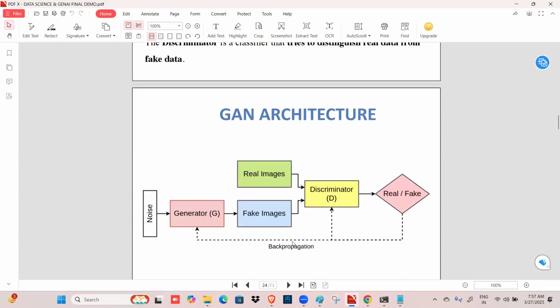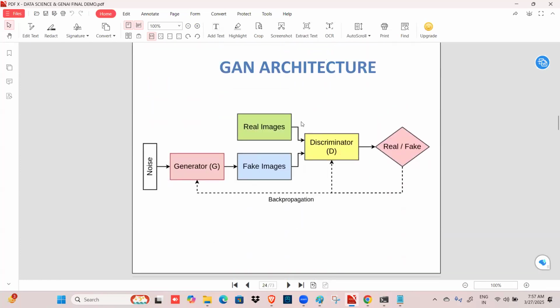Why? Because this is more important. Here is the GAN architecture. We have the real images, and we introduce some noise and apply it to the generator. The generator creates the fake images. We apply the real image and the fake image to the discriminator. The discriminator's role is to identify whether the given new image is fake or real. If it decides it is fake, it goes back to the generator. If it decides it is real, then it circulates in the discriminator loop.